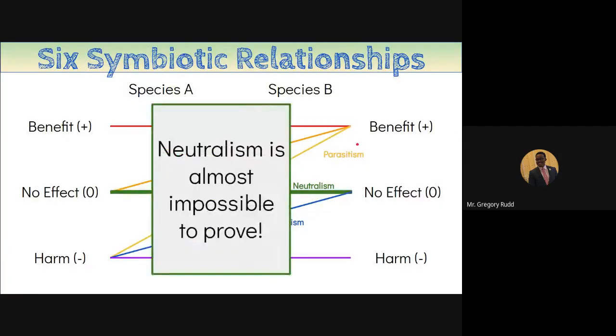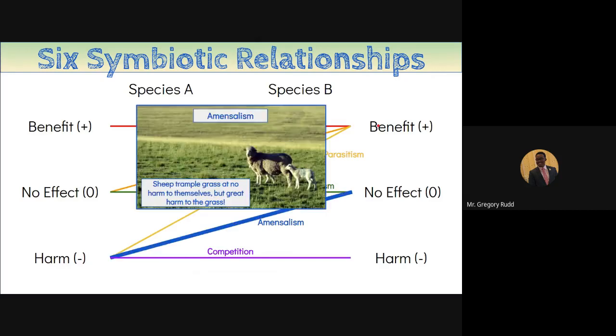All right. So neutralism, nothing to write down here, is almost impossible to prove because most relationships do benefit or harm at least one of the participating species. So we have very few examples of this actually taking place in nature. Mensalism is when one species experiences no positive or negative effect where the other species is actually harmed.